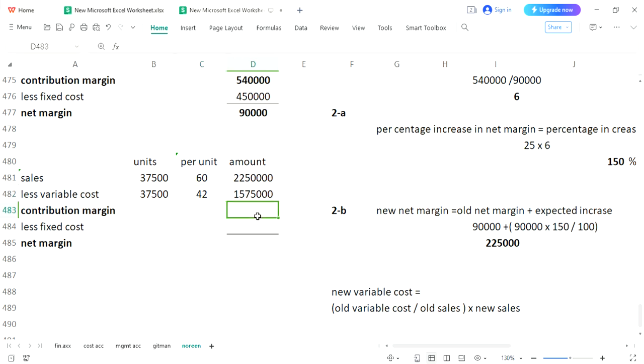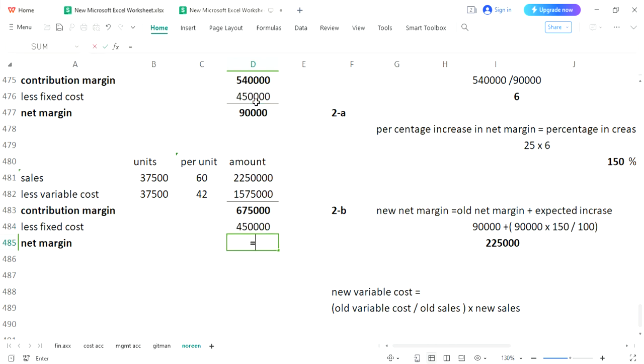Next step is to calculate contribution margin by subtracting variable cost from sales. Amount of sales is 22 lakh 50,000 and your variable cost is 15 lakh 75,000. Contribution margin has been calculated. Fixed cost would remain the same no matter if you are selling 37,500 units or 30,000. Fixed cost will be as usual. This fixed cost was mentioned over here, 4 lakh 50,000. The same will be used over here.